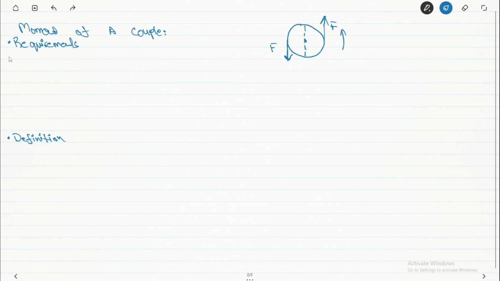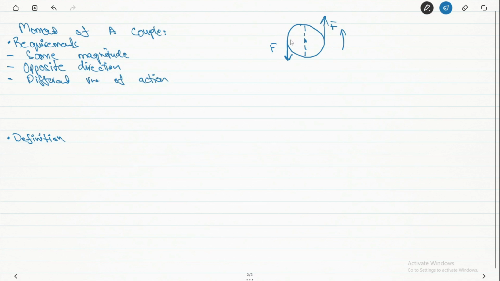So the requirements are same magnitude, right? The forces must be of same magnitude to make a couple. Opposite direction, obviously, otherwise the object would not rotate. And different line of action, right? This is also very important. So basically, this is a couple.